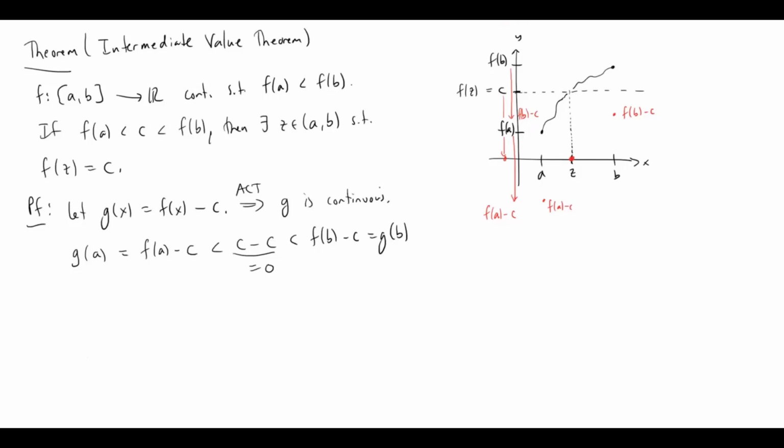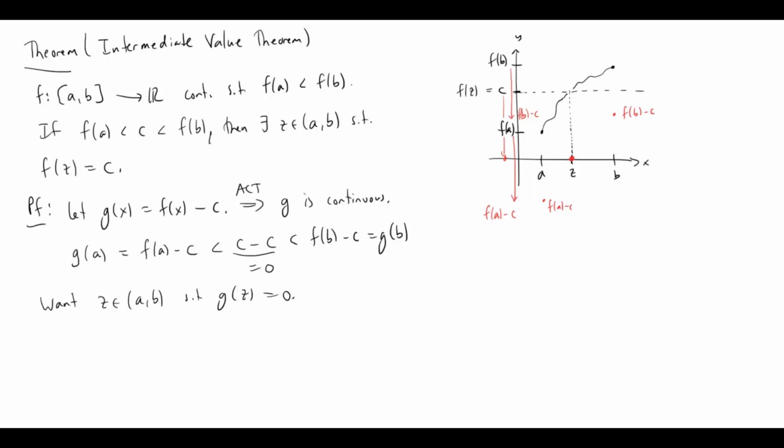Okay, so I now have a continuous function, still on AB. G of A is less than G of B. I have some point C in the middle, which is now just 0. So I have 0 between G of A and G of B. And we want to show some Z between A and B such that G of Z is equal to 0. Okay, so this just makes our life marginally better.